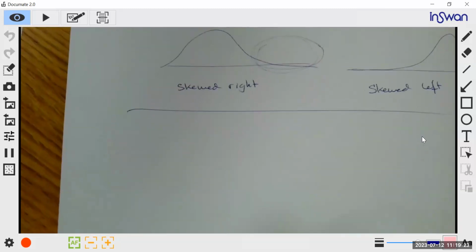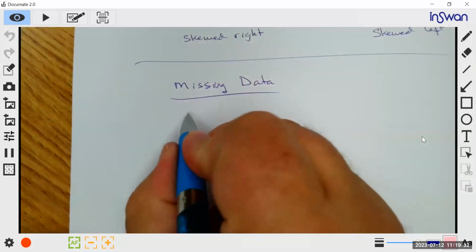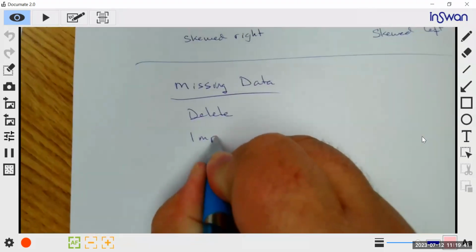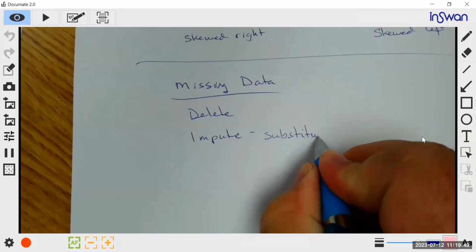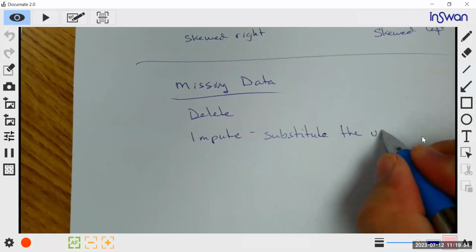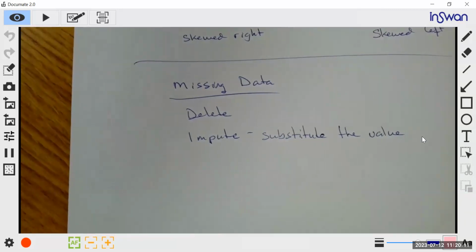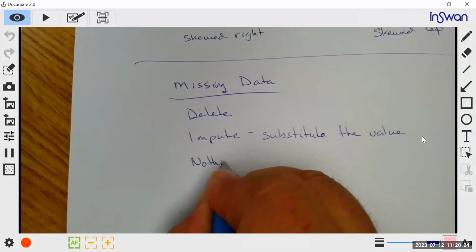So with missing data, we have three options. We can delete that data, the whole data set. We can impute, which means substitute the value with some value that makes sense, using some method, like looking at the average of all their earlier test scores or anything like that. It's an impute. Delete, impute, or nothing. Ignore it.